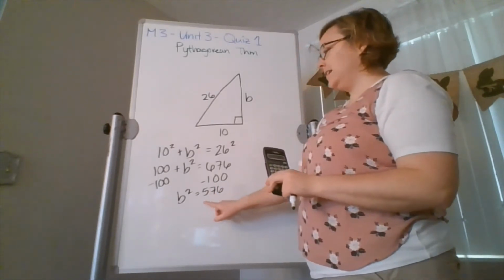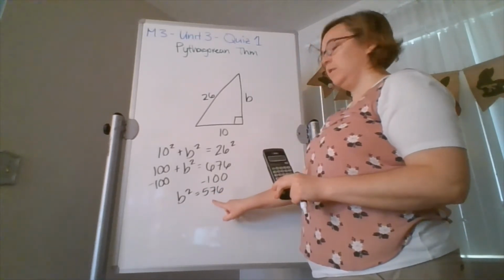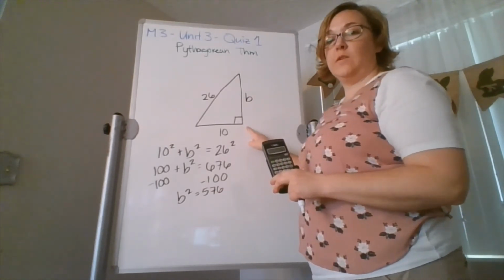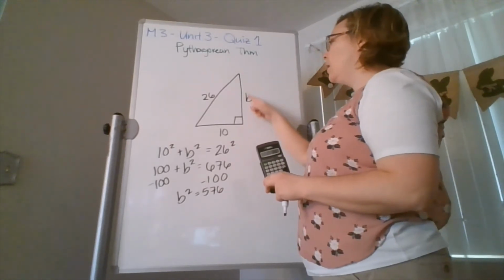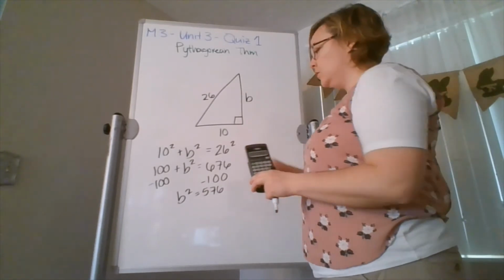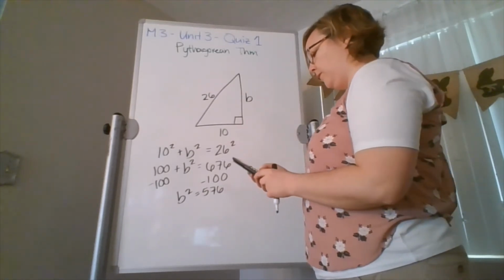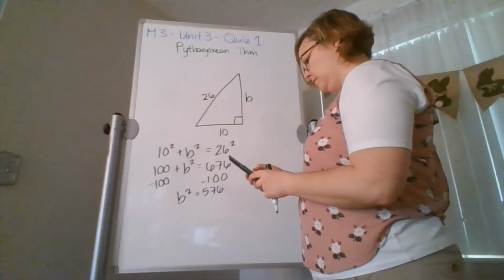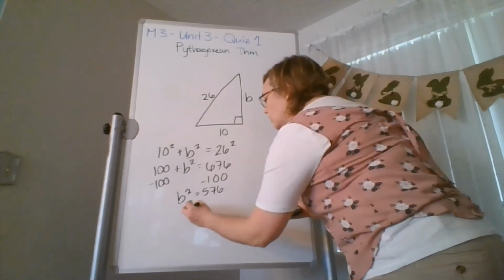Again, that's fantastic that the square of our leg, or the area of the square sitting off to the side, is equal to 576, but I just want to know the one side length. So I need to take the square root of 576. And that is equal to 24.